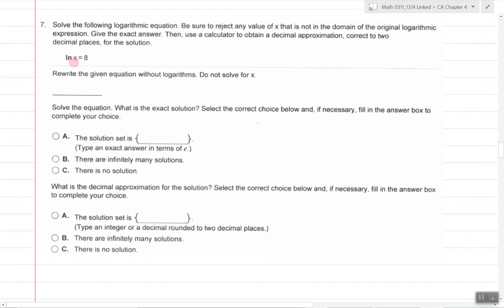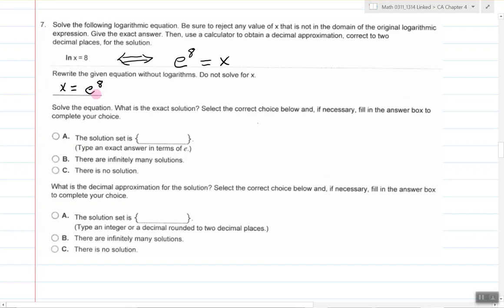All right, I'm supposed to solve this. Okay. First of all, it says rewrite the given equation without logarithms. Do not solve. So this is just where I am rewriting it in exponential form. The base is e because it's a natural log. The power, logarithms are always equal to the exponent, and that's equal to x. So you could write it this way. I'll probably just write x is equal to e to the 8th.